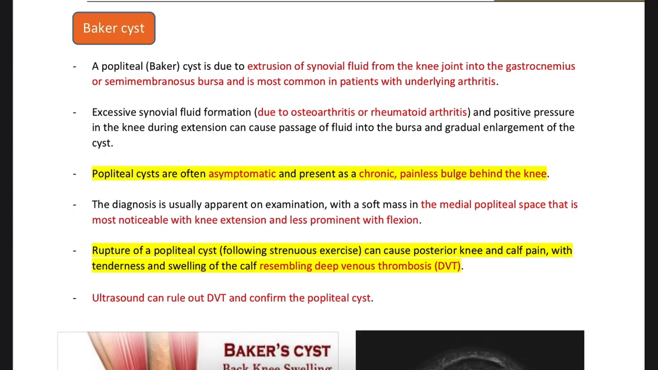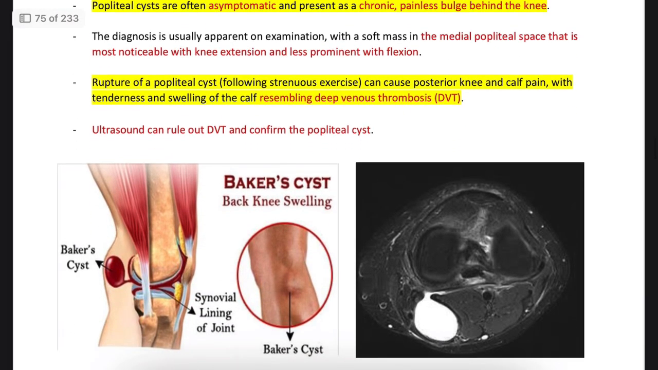Next we are going to see the Baker's cyst. A Baker's cyst means a swelling behind the knee. You can see here the lateral view of the knee. Behind the knee, that means the posterior region, we can see the Baker's cyst. Also known as a popliteal cyst, it is caused by excess synovial fluid escaping into the gastrocnemius muscle or semimembranosus bursa.